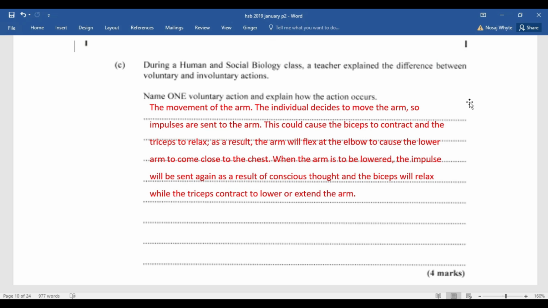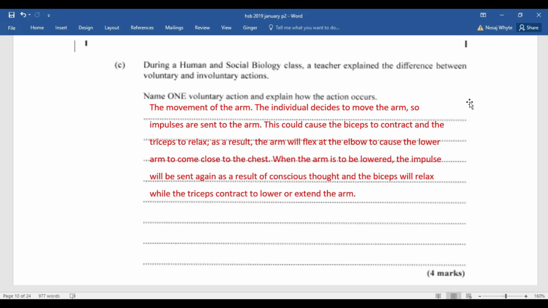The first thing we need to know is that, as I said before, if it is voluntary action, it's under conscious thought. So here I gave you an example, pulling something from the top of the paper, just showing you that sometimes the answer can be found on the paper. Now the movement of the arm, or as it said before, your forelimb, the individual will decide to move the arm. So impulses will be sent to the arm.